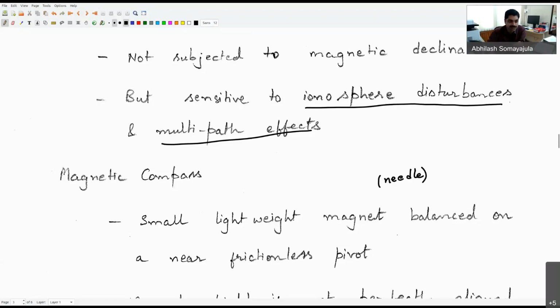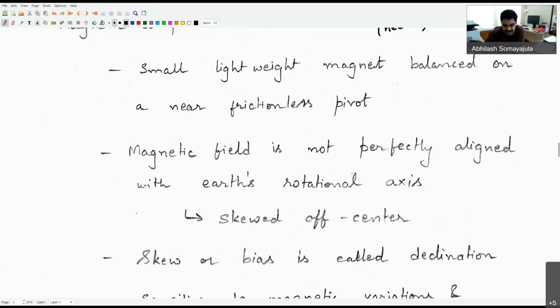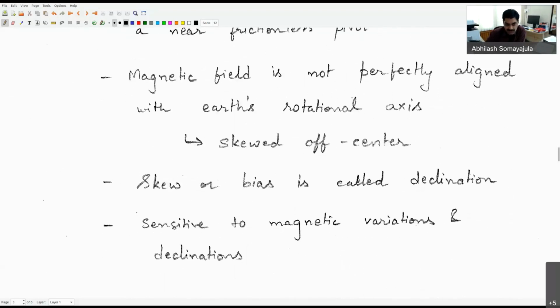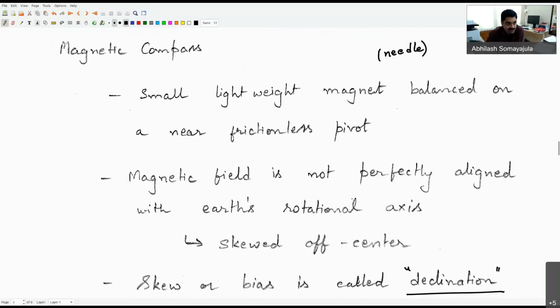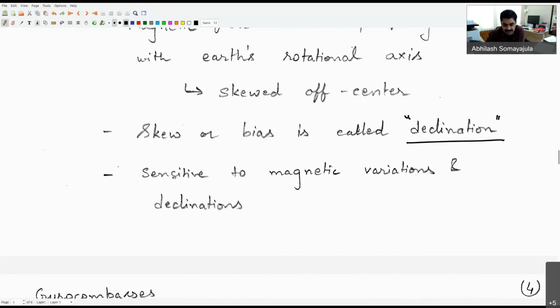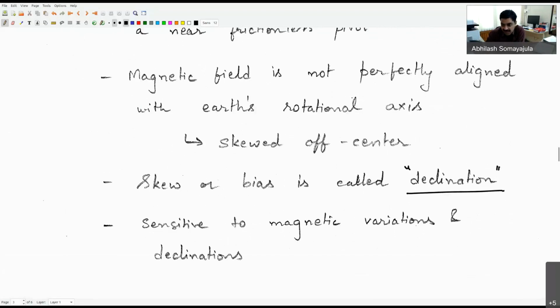And that information can be used based on the idea that you know the difference between the magnetic axis and the Earth's rotational axis. So using that, you can figure out what correction is needed, and that skew or bias between the two is called the declination. But one has to keep in mind that a magnetic compass is extremely sensitive to magnetic variations, and therefore we should have no ferromagnetic interference nearby in order for this to work properly.